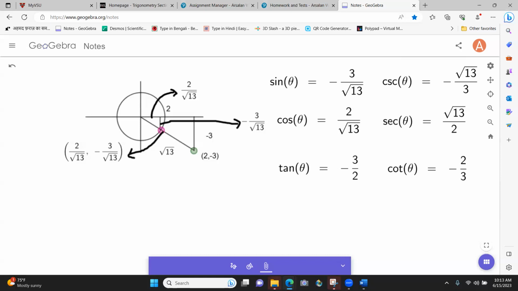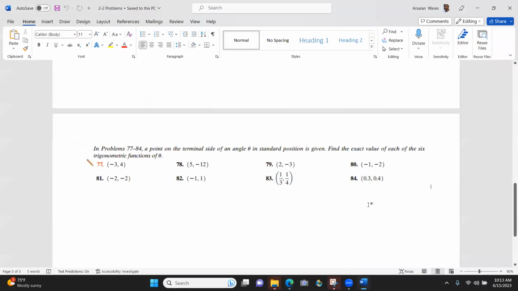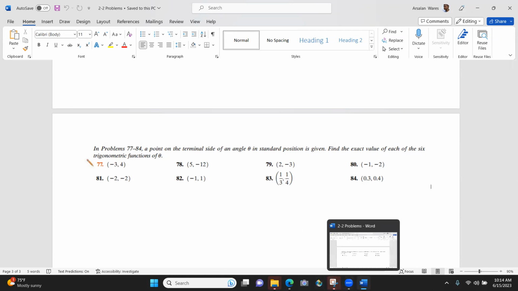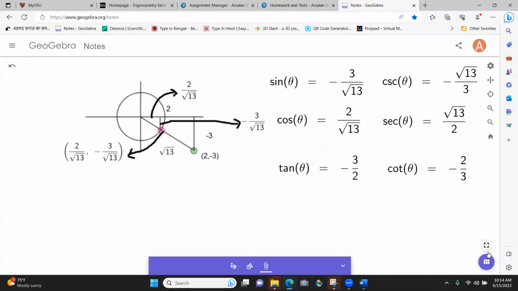All right, guys, let's do one more. I'm going to do 83, and 84 is exactly the same. You're going to see this point, 1/3 and 1/4, will be inside the unit circle, not on the unit circle. I'll remember it: 83 is 1/3 and 1/4. Same problem.